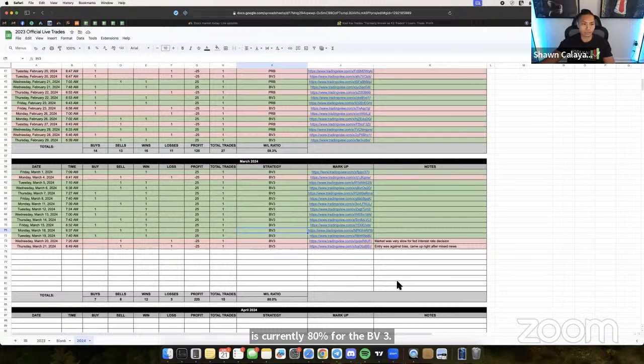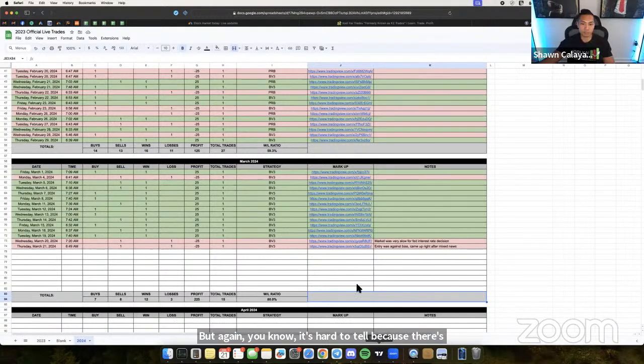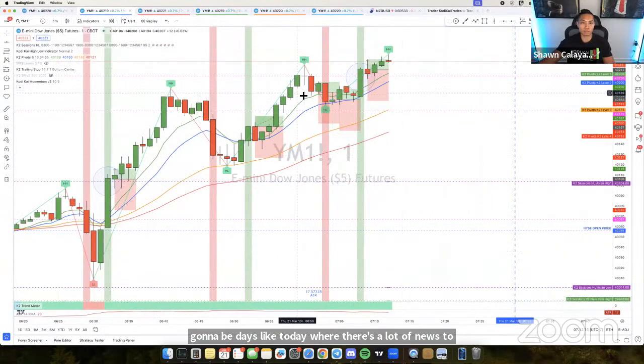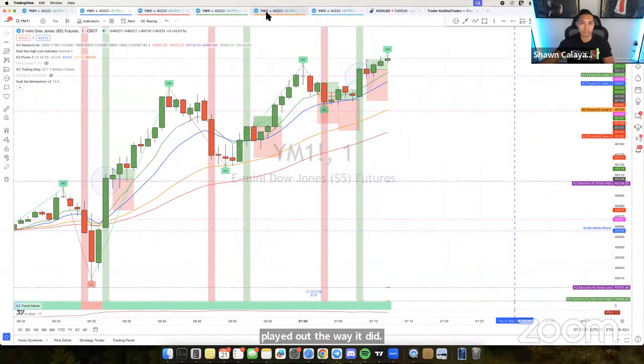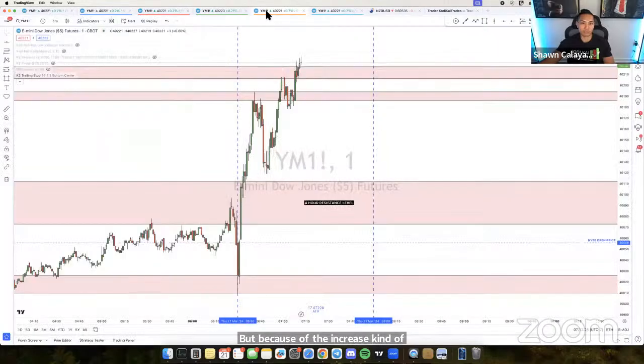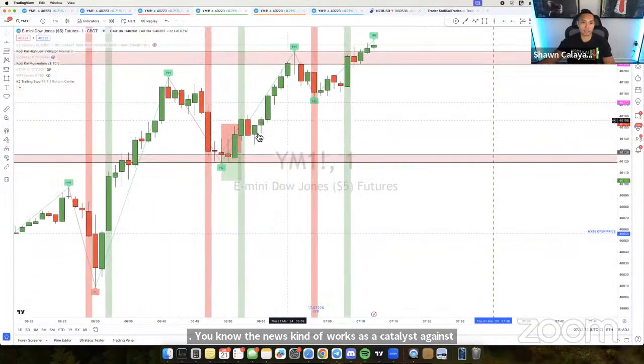We still have like, I don't know, 9 days left of March. So we still have a lot of days left here to keep trading the BB3. Hopefully the rest are going to be straight wins and we're just going to recoup these losses and go back into a win streak. But again, it's hard to tell because there's going to be days like today where a lot of news happens. I feel like if there wasn't news today, it wouldn't have played out the way it did. But because of the spikes in volatility, the news works as a catalyst against us. Even if we were looking for a certain trade, the wrong trade might come up and we have to take it because that's the strategy.